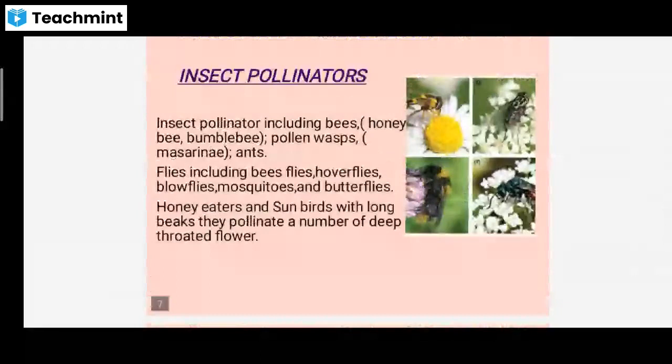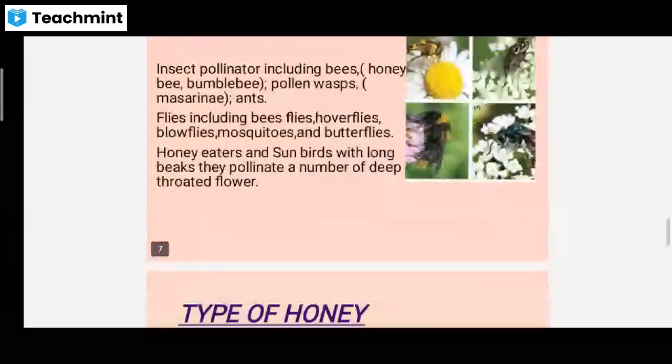Insect pollinators include bees, honey bees, bumblebees, wasps, and ants. Flies include bee flies, houseflies, blowflies, mosquitoes, and butterflies. Honey eater ants and birds with a long beak pollinate a number of deep throat flowers.